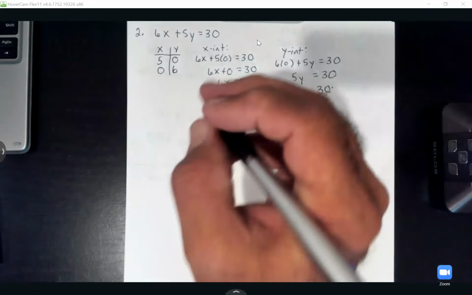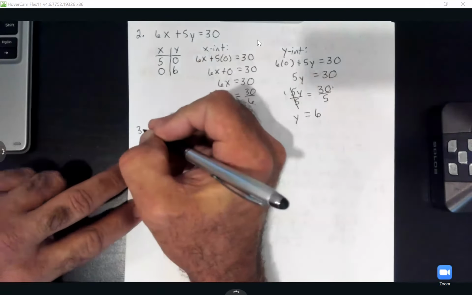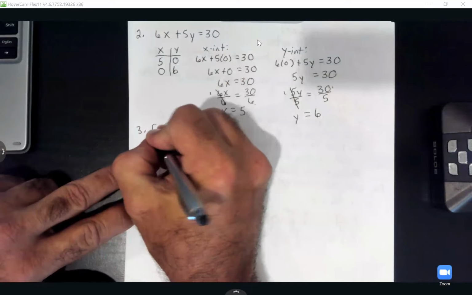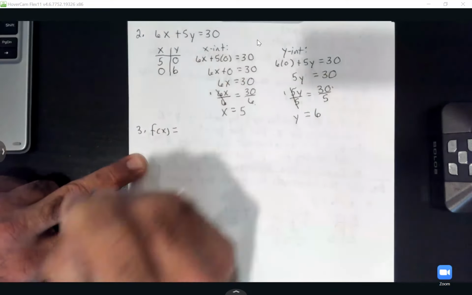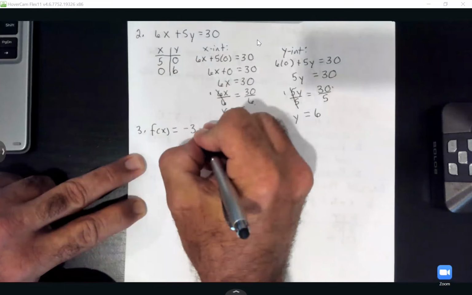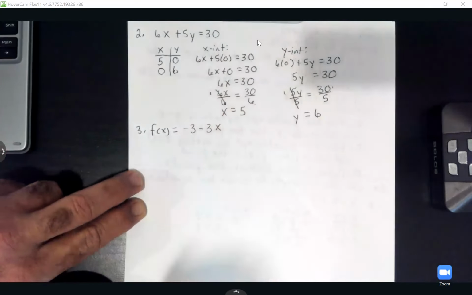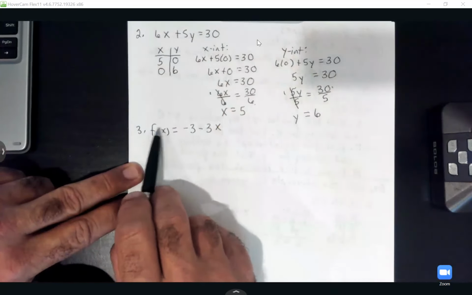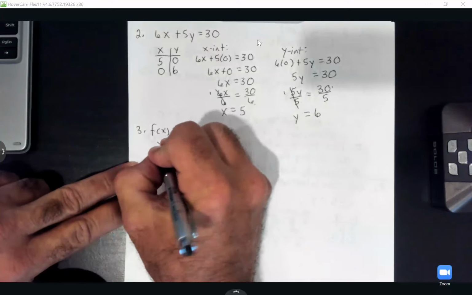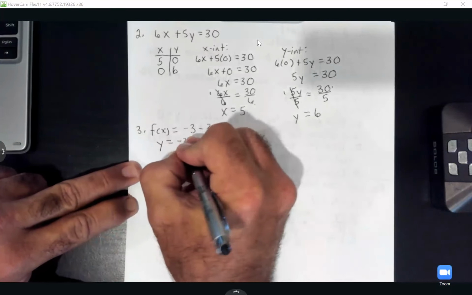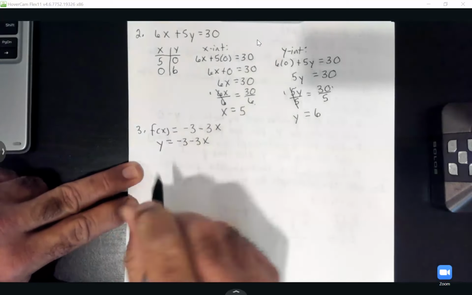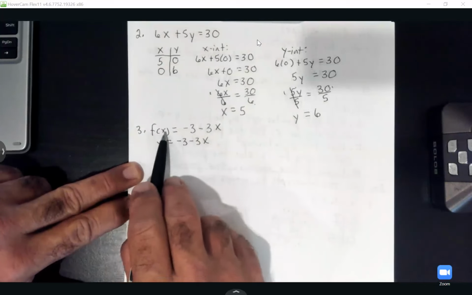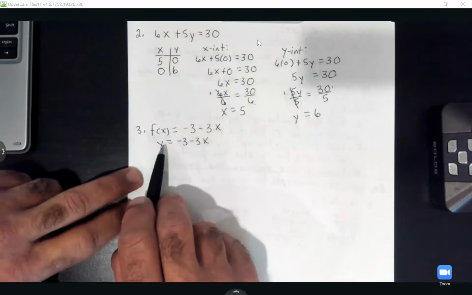So let's see what we have for my number 3. Now they're going to try to throw you a curveball here, because on this one, they got f of x equals -3 minus 3x. The reason they're doing this is they want you to realize that f of x is the same thing as a y. So this is really y equals -3 minus 3x, okay? This is just function notation, and this is variable notation.